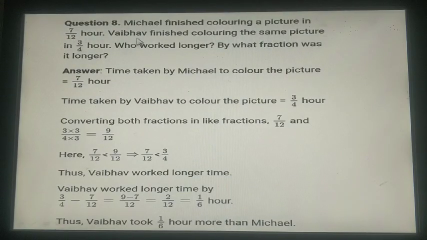Question number 8. Michael finished coloring a picture in 7 by 12 hours. Faber finished coloring the same picture in 3 by 4 hours. Who worked longer? By what fraction was it longer? So here you need to convert the denominators equal to their LCM and then compare them. By converting the fractions into like fractions, you can see that this 3 by 4 will be converted as 9 by 12.